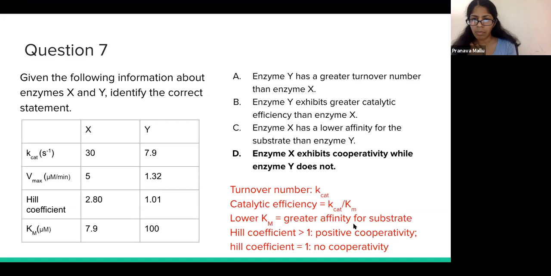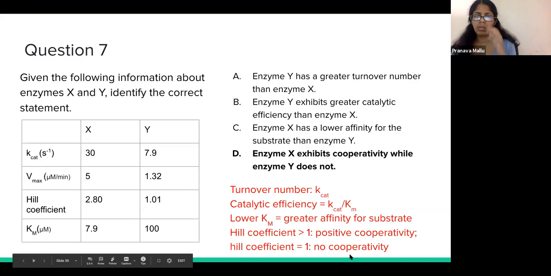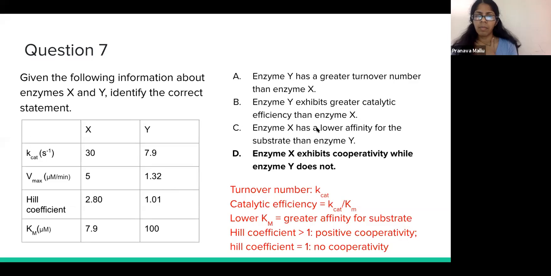Yeah, you'll have paper. It's actually like a dry erase pad, so you will have something to work with to work out the math. And yeah, if you look at C again, the option says enzyme X has a lower affinity for the substrate than enzyme Y.